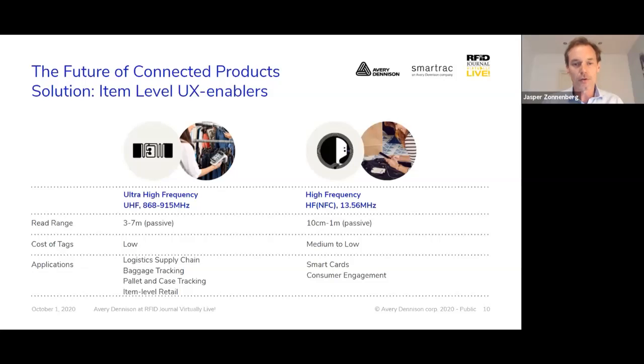Talking a bit further now about RFID. RFID happens in several frequency spaces. Most applications are UHF or HF, so ultra high frequency, high frequency. Let's again talk about the differences. So UHF, you see 3 to 7 meters passive read range. Again, there are also solutions that go already beyond the 7 meters. Cost of the UHF tag is relatively low, and you really see this in a logistics, supply chain kind of environment. That is where UHF today is used most.